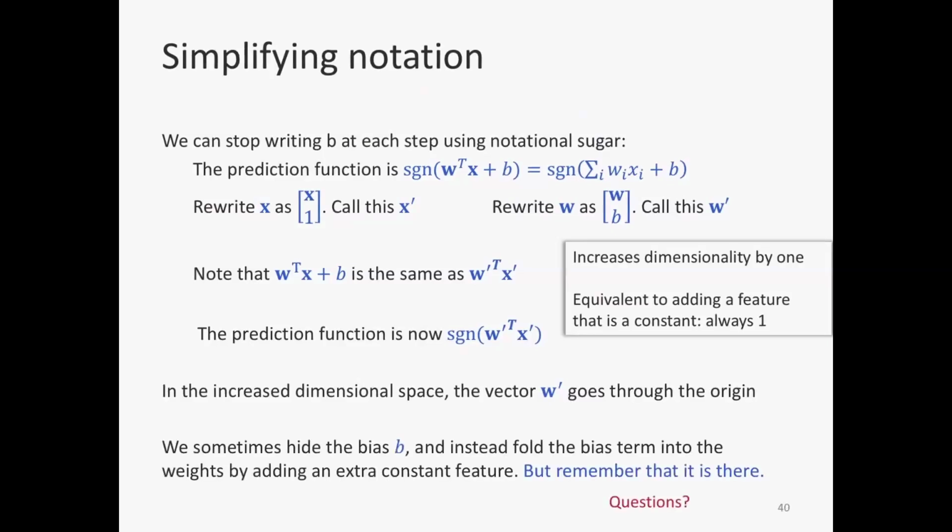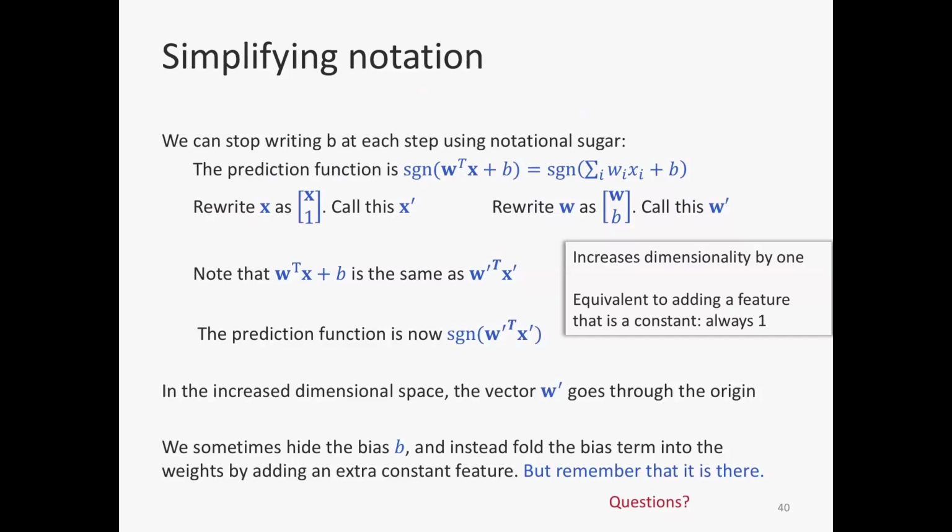What I have done here is just a notational simplification to hide the bias term and instead fold the bias term into the weight vector, just so that I don't have to keep writing W dot X plus B every single time. I'll just write W dot X with the assumption that there's always a B hanging around. That way, I have fewer mistakes in my slides, you have fewer mistakes in your code, and nothing changes in the math. Questions?